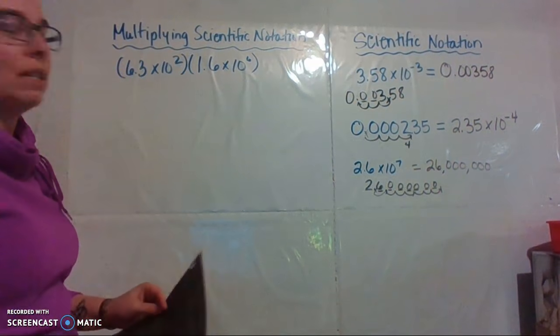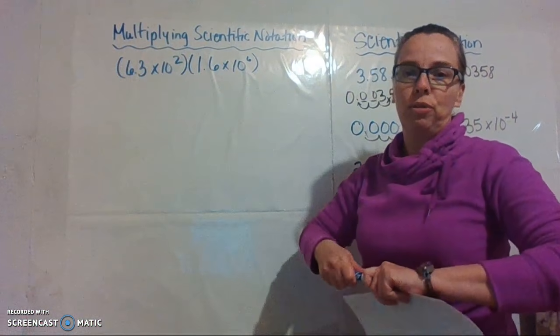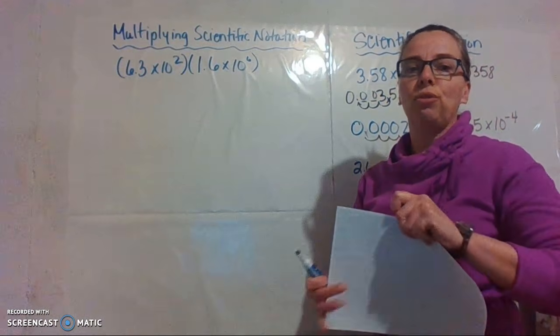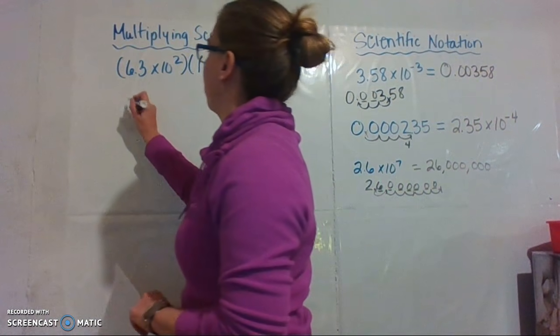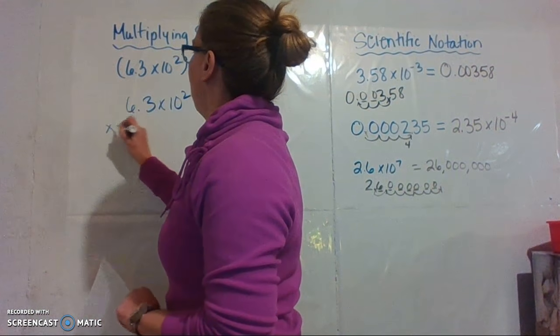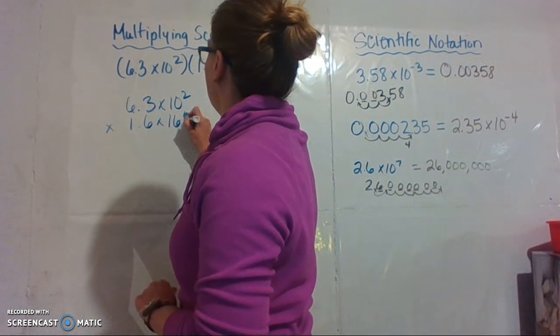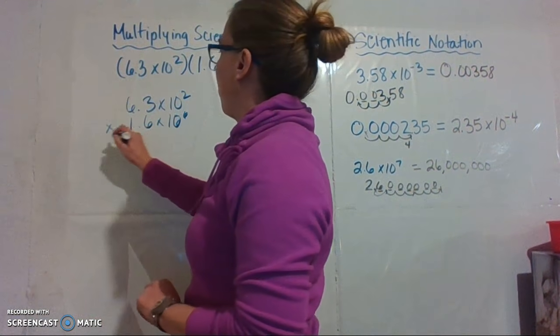Alright, so multiplying scientific notation. You might see it written like this to show that you're multiplying those two together. It is somewhat easier to solve if you actually write it as 6.3 times 10 to the second times 1.6 times 10 to the sixth. Oops, 10 to the sixth. Think about it that way.